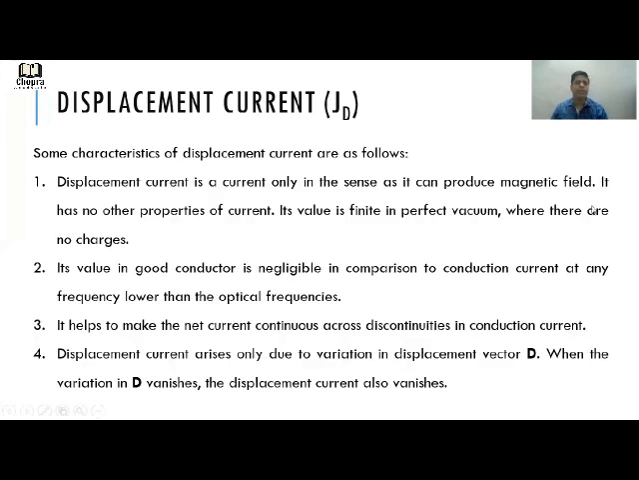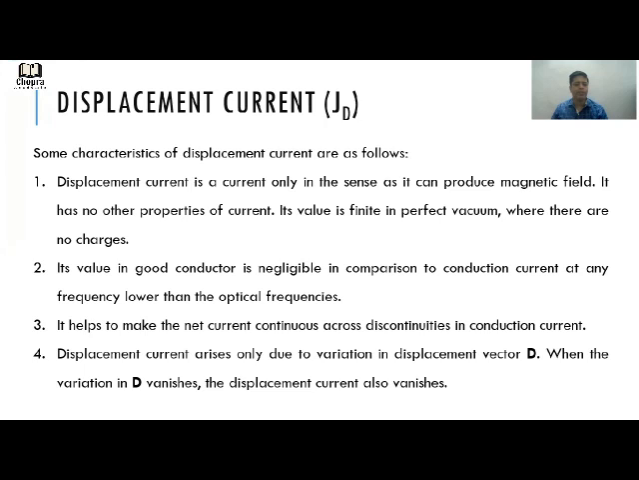Few characteristics of displacement currents are as follows. It's the current only in the sense as it can produce magnetic field. It has no other properties of current. Its value is finite in perfect vacuum where there are no charges. Its value in good conductor is negligible in comparison to conduction current at any frequency lower than the optical frequencies. It helps to make the net current continuous across discontinuities in conduction current.